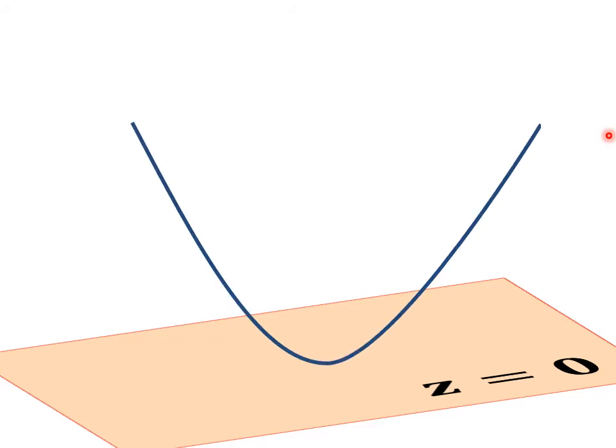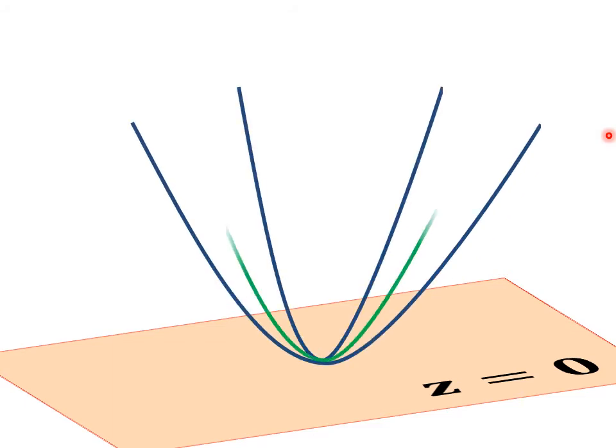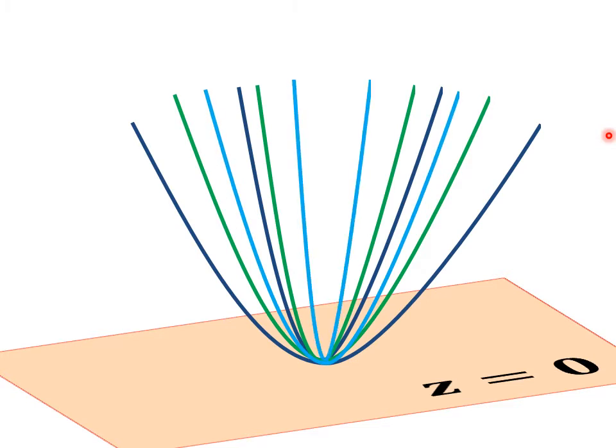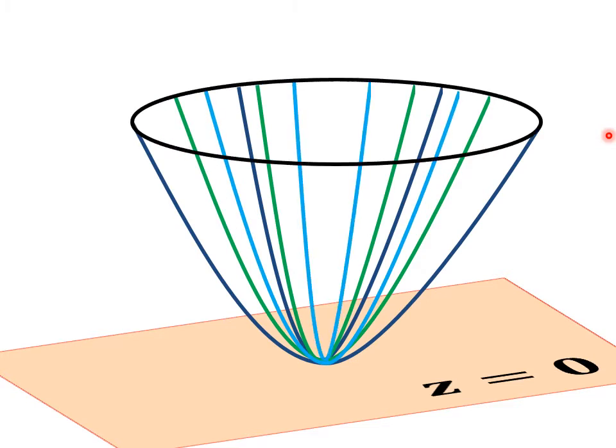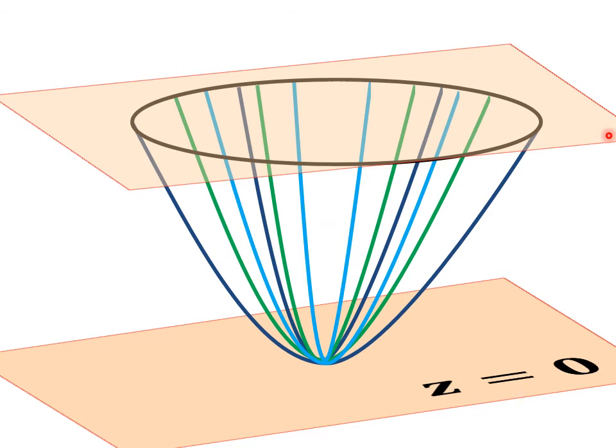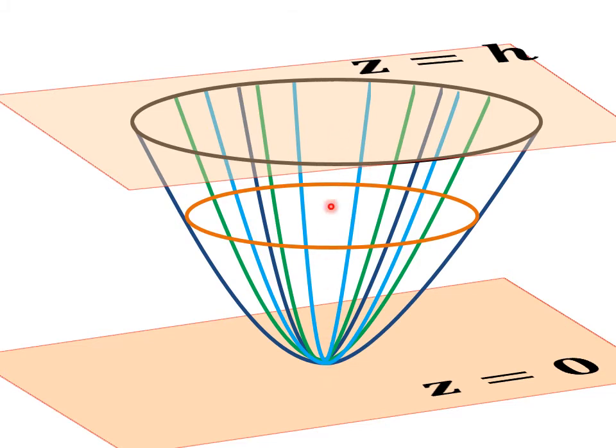Now we will see how to visualize the surface paraboloid. On the z equal to 0 plane, we are stacking a pair of parabolas and circles of the same center but different radii, up to a certain height z equal to h. This surface is called a paraboloid. The generating curves are a pair of parabolas and circles of the same center but different radii.